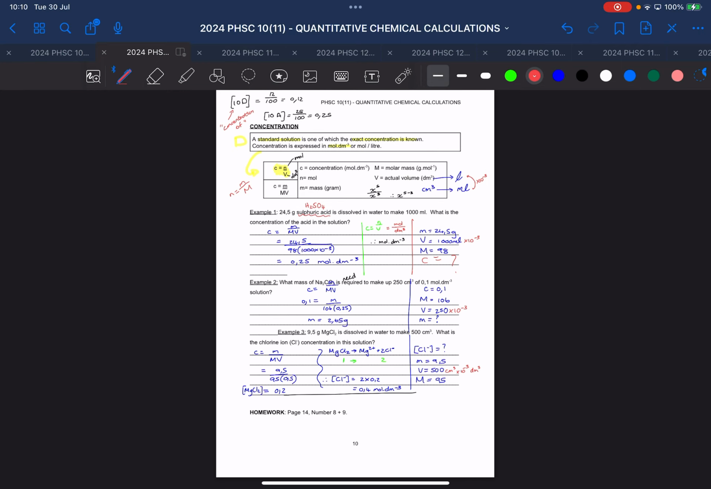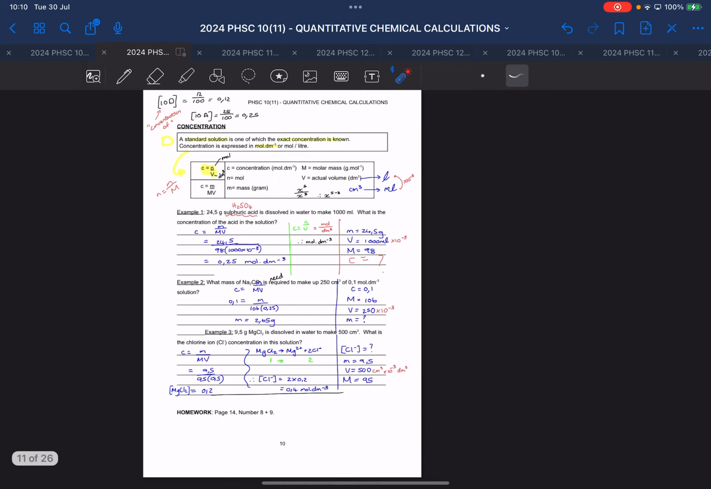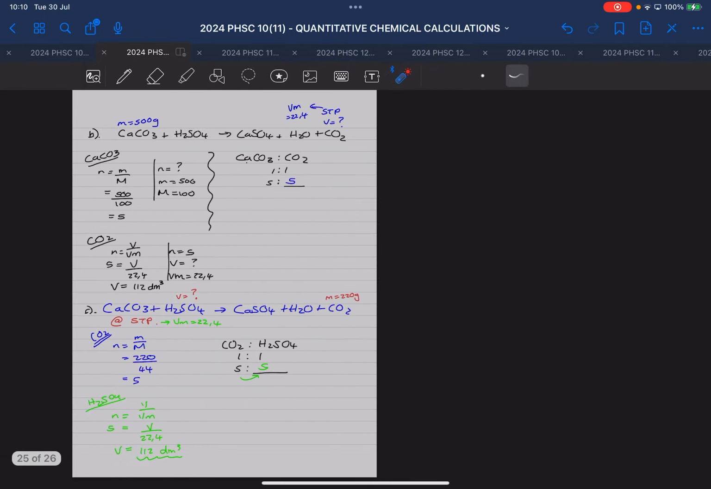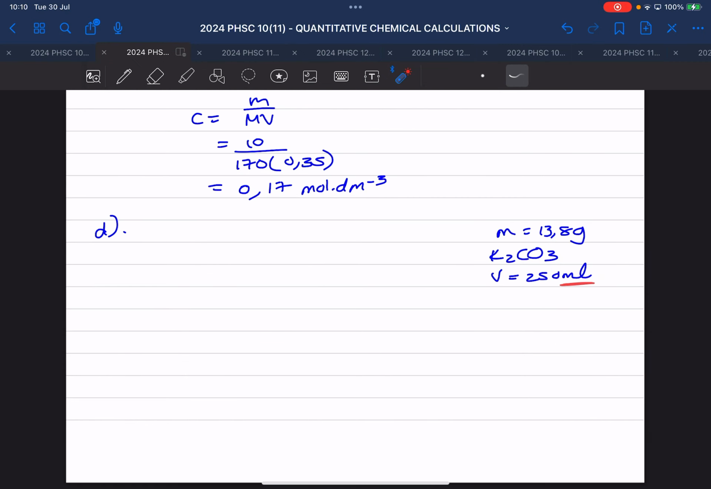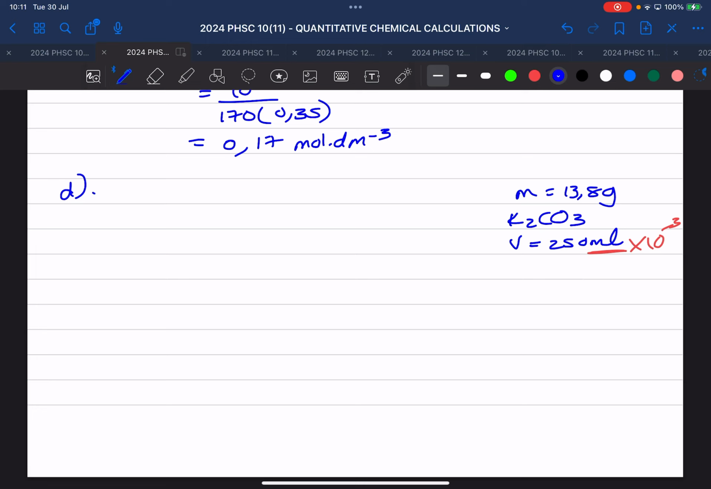Milliliters, I said this. Where did I say that? So I said milliliters is the same as centimeters cubed. Liters is the same as decimeters cubed. So how are you going to go from milliliters to liters? Did you make this note? Okay, so you're going to say times 10 to the power negative 3. And they give you that so that you can calculate the molar mass. Amara, what is the molar mass?